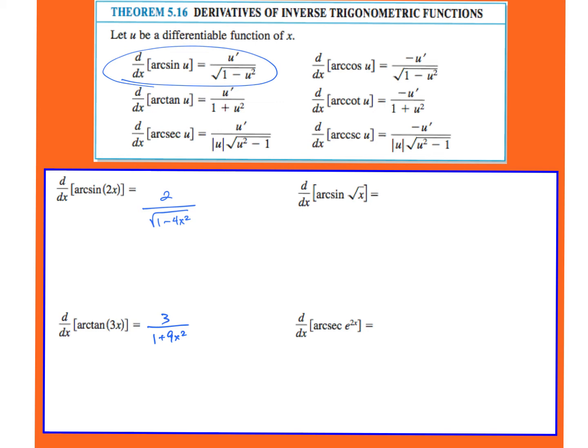All right. Fantastic. So let's look at this next one. We're going to derive arc sine of square root x. So let's just substitute in square root x for now. So we end up having square root of 1 minus what? Just x, because it's square root x squared, right? So square root x squared is just x. However, what pops out by the chain rule?